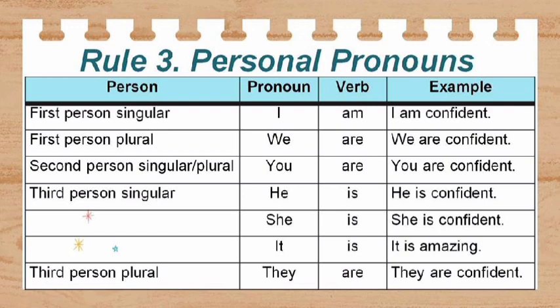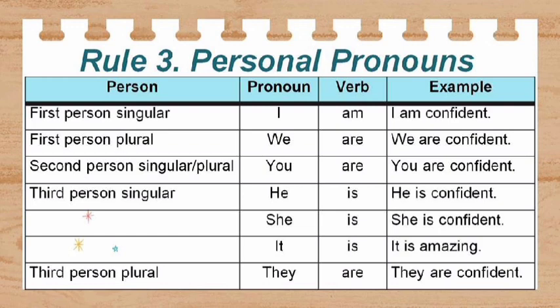Our first person singular, the pronoun there is I. The verb is am. For example, I am confident. Another example is I am brave or I am strong. In our first person plural, the pronoun there is we and the verb is are. For example, we are confident, we are strong. For our second person singular and plural, the pronoun used is you and the verb is are. For example, you are confident, you are strong, you are brave.